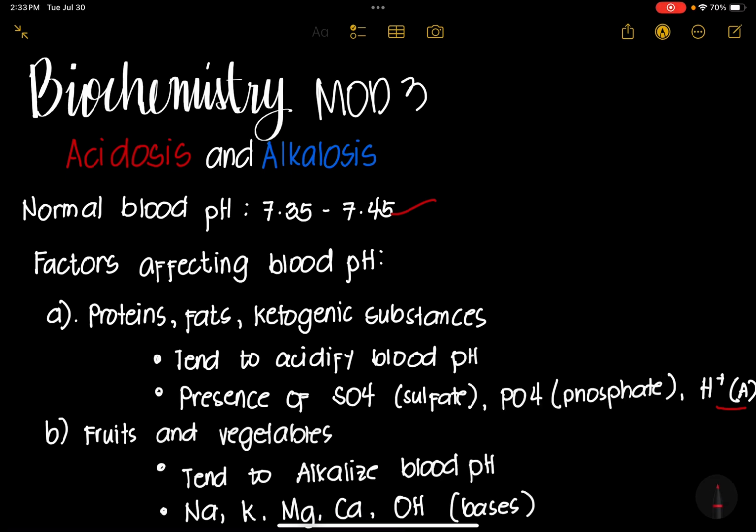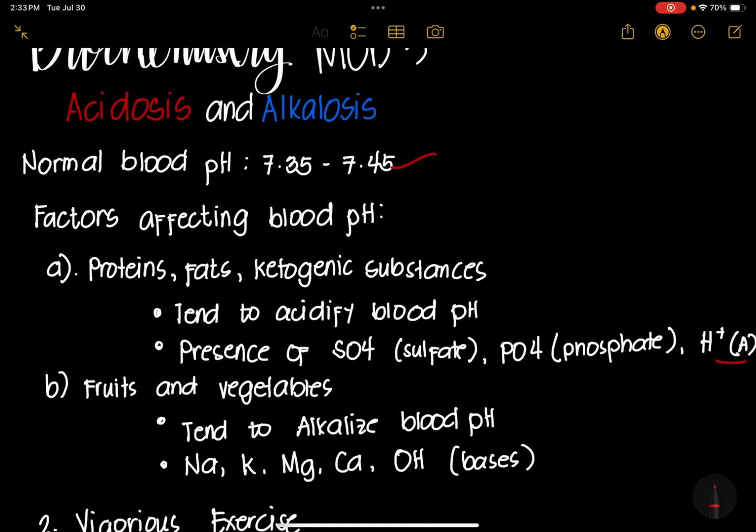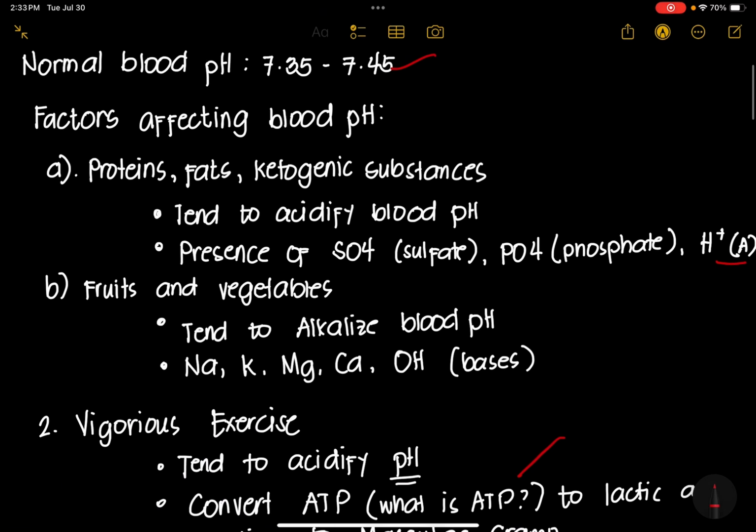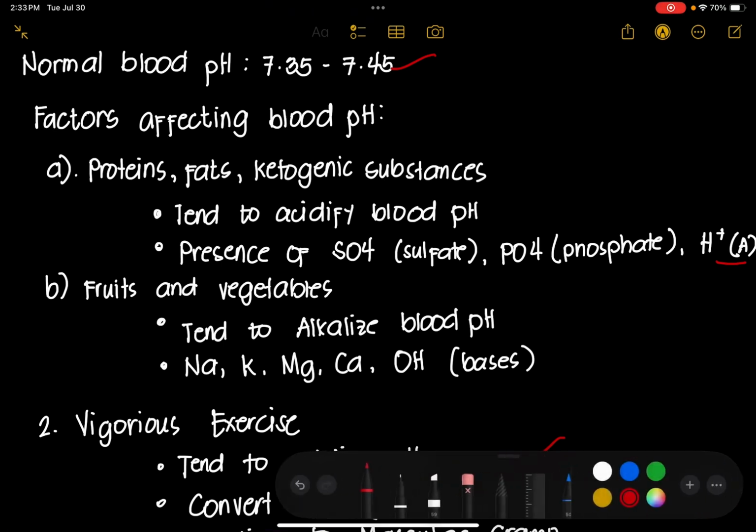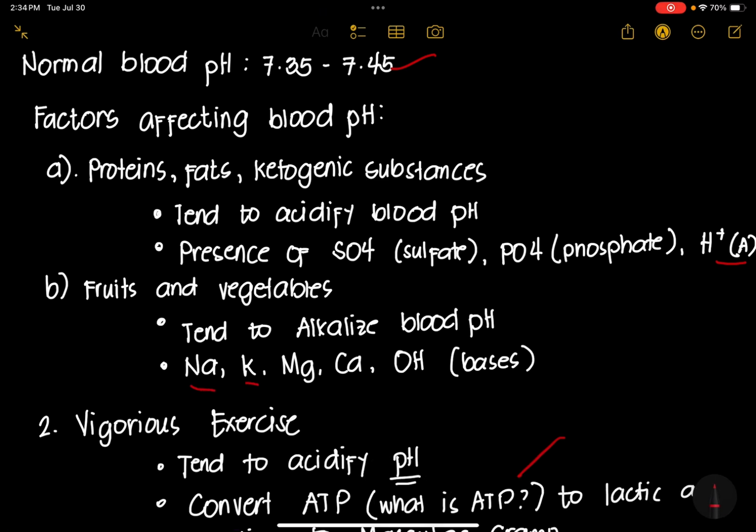So, factors affecting blood pH. Number 1, proteins, fats, ketogenic substances tend to acidify blood pH. And the presence of sulfate, phosphate, and hydrogen can cause acidosis also. Fruits and vegetables tend to alkalize the blood pH, because those fruits and vegetables may contain sodium, potassium, magnesium, calcium, and hydroxide.